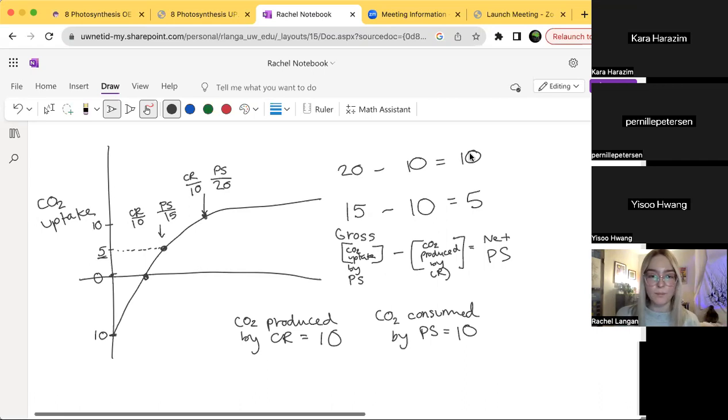So where we are talking about gross, the uptake by photosynthesis starts at that very bottom, at that very first point, point number 1, which is the amount of CO2 produced by cellular respiration. So it starts all the way down there for the gross, just because at this point the light intensity is 0. So there's no photosynthesis happening. But as soon as we get a little bit of light, then photosynthesis begins.